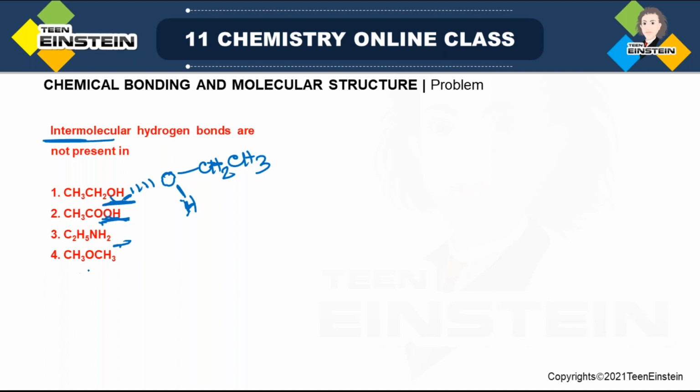But the last one, this is basically ether. If I draw the structure, full structure, it will be like this. Now see, hydrogen is attached to carbon. It is not attached directly to oxygen. So it cannot form intermolecular hydrogen bond. So that is why this should be the correct option, dimethyl ether.